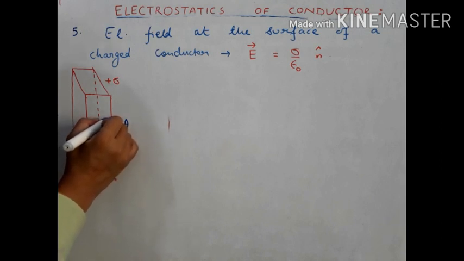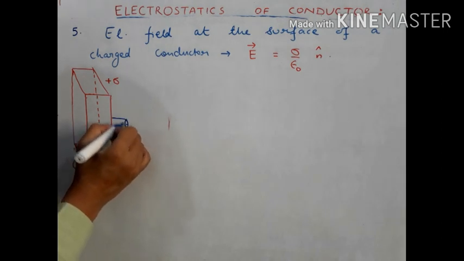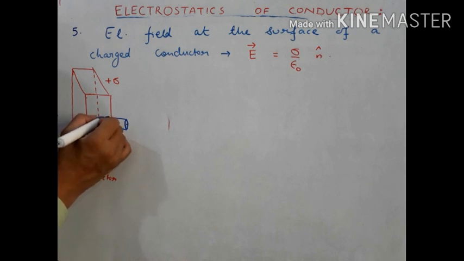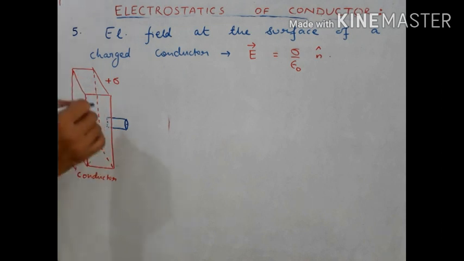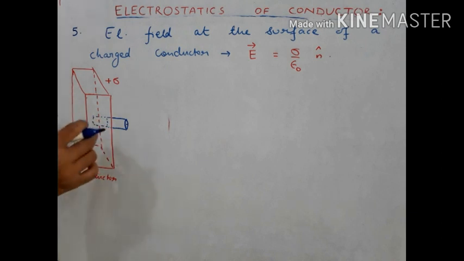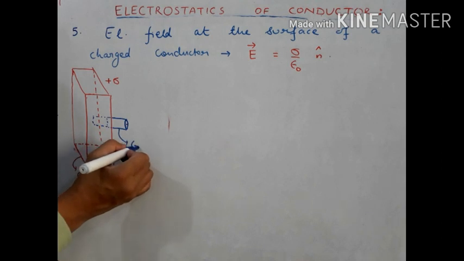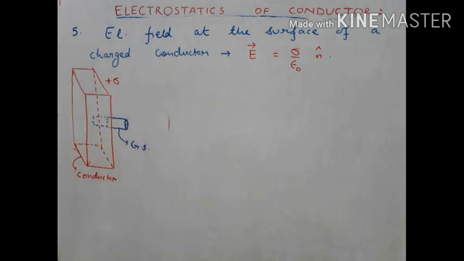and we complete the Gaussian surface in the form of cylinder, and it extends as much outside the surface as it is inside the surface. So this part is inside and this part is outside. So this is our Gaussian surface. Now we will use the Gauss law. Before using Gauss law, we have to find the net flux.